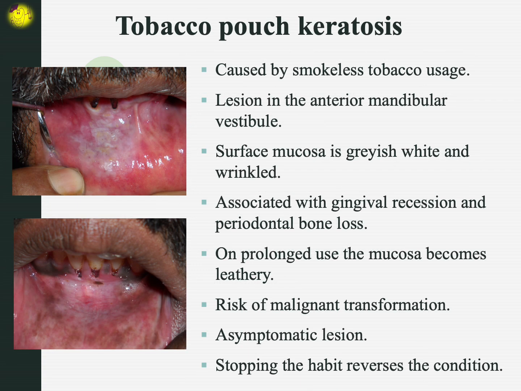The next condition in this category is tobacco pouch keratosis, which is caused by smokeless tobacco usage. Based on the location where the smokeless tobacco is placed, it's commonly seen in the anterior mandibular vestibule and sometimes the posterior buccal vestibule. The surface of the mucosa appears grayish white and wrinkled, and it can be associated with gingival recession and periodontal bone loss of the adjacent teeth. The problem with this pathology is that it carries a high risk of malignant transformation. But simply stopping the habit can reverse this condition.